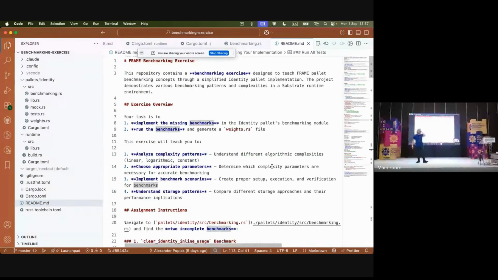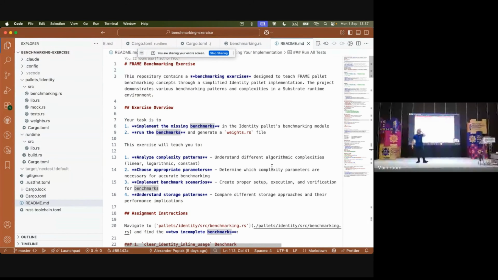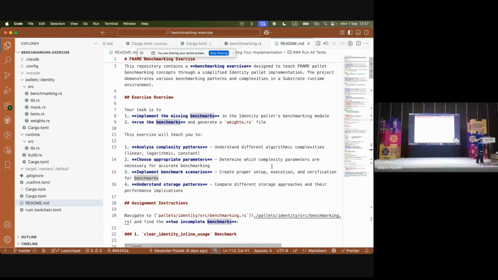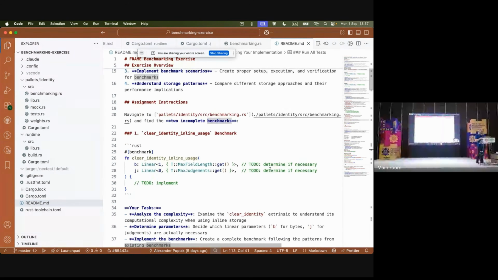What are we trying to do here? So we saw the benchmarking lecture in the morning, talking about things generally, the concepts and so on. And the idea now is to practice it, right? So what we want is to learn to analyze the complexity patterns, get practice in that, learn to choose appropriate parameters, and implement these specific scenarios, and to understand how these things are affected.